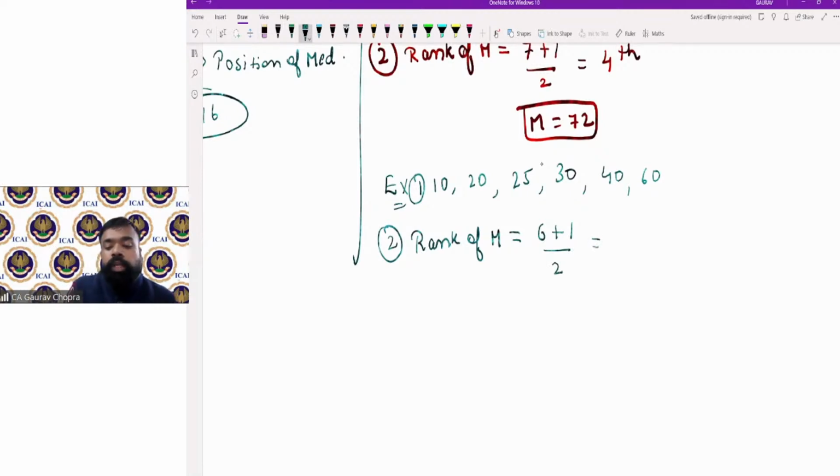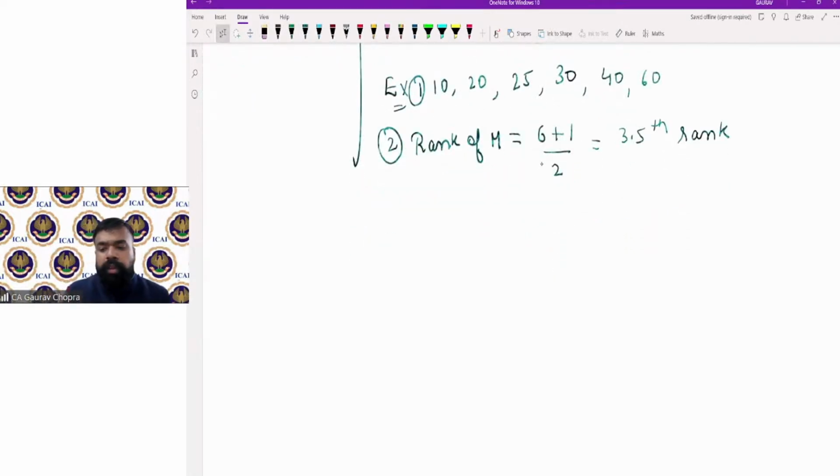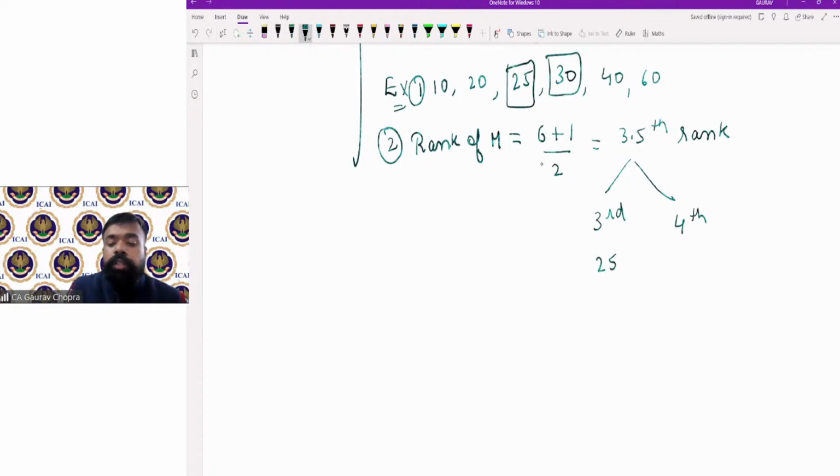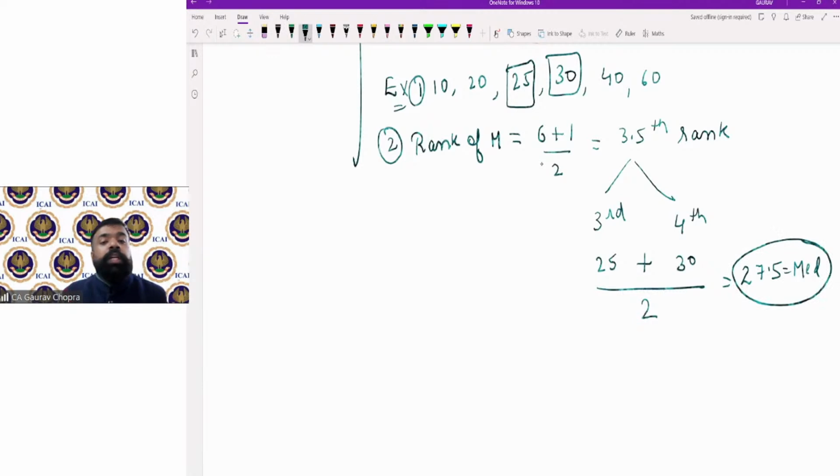6 plus 1 divided by 2 is giving you 3.5. Now this time rank is coming in decimal. Rank आपकी decimal में है. Then how to simplify? Very easy. 3.5 जो number है, किन दोनों के बीच में आता है? Of course, between third and fourth rank. 3.5 comes between third and fourth. So what is the third value? 25. What is the fourth value? 30. Take simple average of these two. दोनों का क्या करना है? Simple average. दोनों को plus किया, divided by 2. That's it. So 27.5 is your median. This becomes your median.